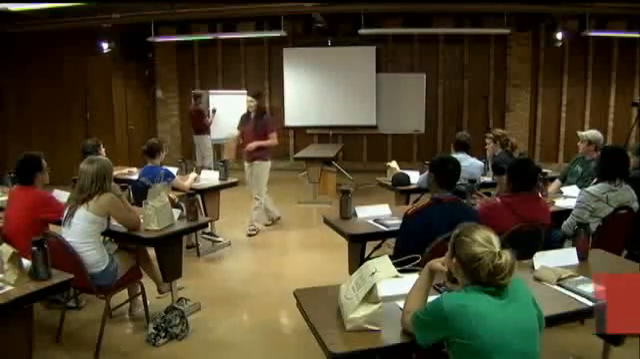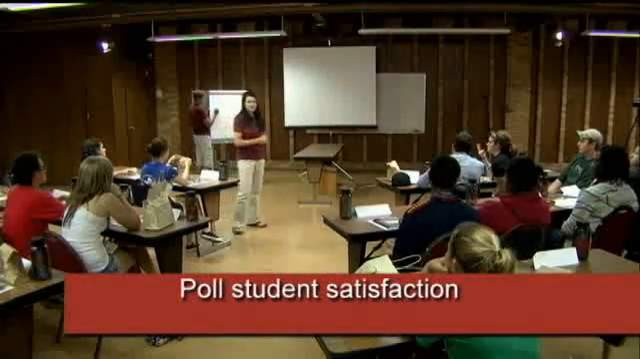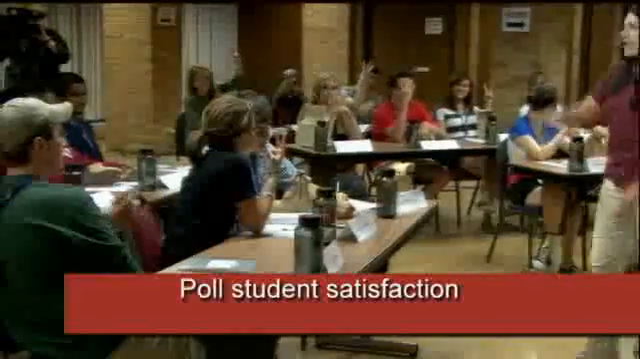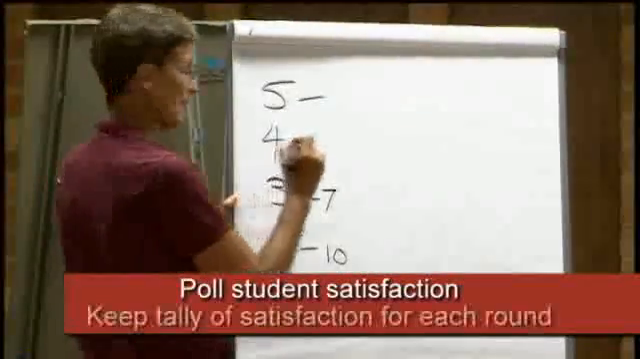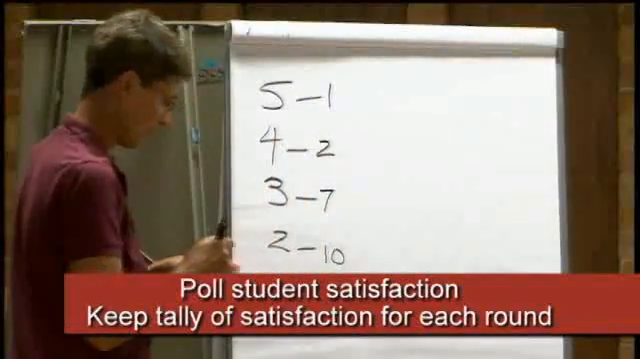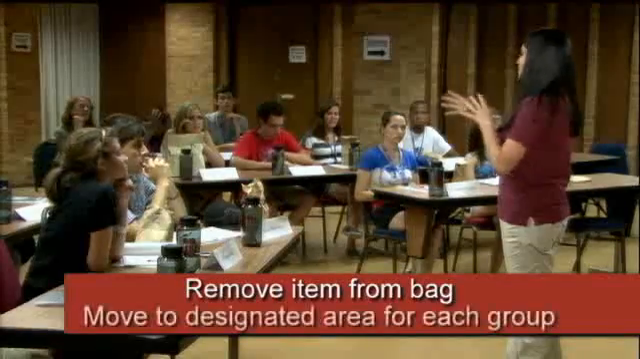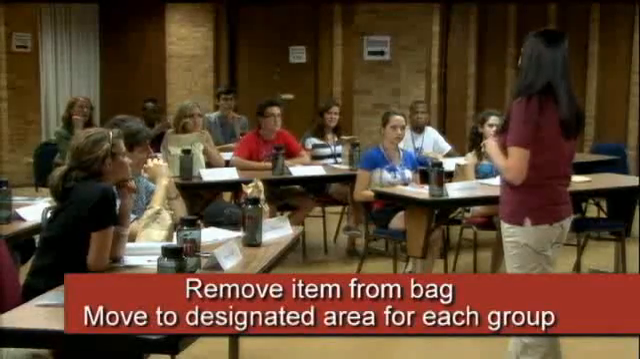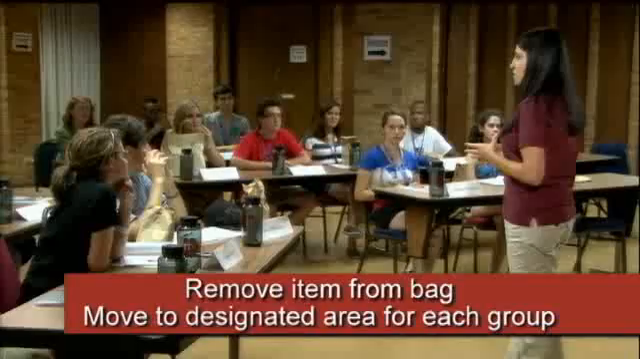Poll the students by having all the 5s raise their hands, all the 4s, all the 3s, and so on. And keep a tally on the board of how satisfied they were in each round. Ask the students to remove the items from their bags and move to the area of the room that you've designated for their group. If you have an A on your bag, we're going to ask you to move to this section of the room right over here.